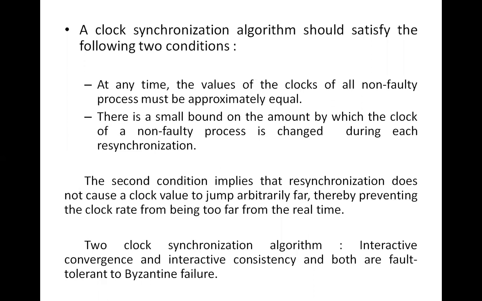So, for obtaining this condition to be satisfied, we have two algorithms, and as I mentioned earlier, the first one is the interactive convergence algorithm, and the second one is the interactive consistency algorithm, which are fault tolerant to Byzantine failures. The interactive convergence algorithm has been given its name because it causes all the non-faulty processes to converge at a common value.